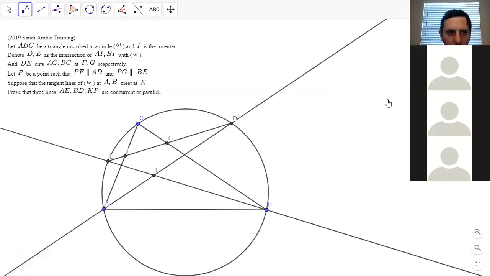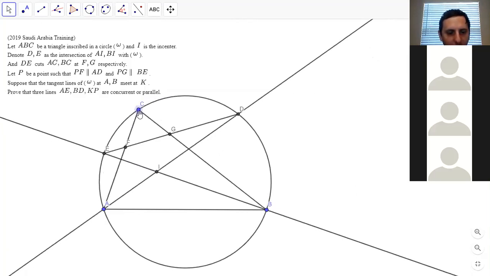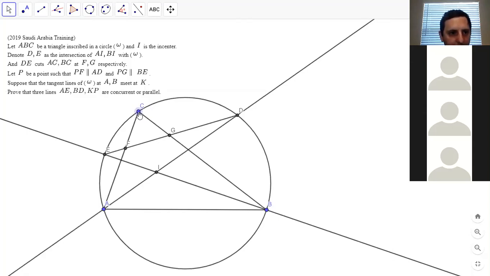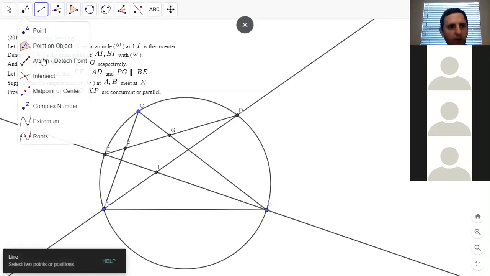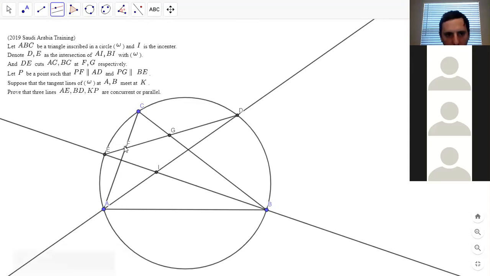Is AF... I don't think CFG is isosceles, is it? Oh, maybe it is. It is. Okay. So let P be a point such that PF is parallel to AB. And then we want PG parallel to BE. So it's kind of like we would have a parallelogram if we extended a few things.